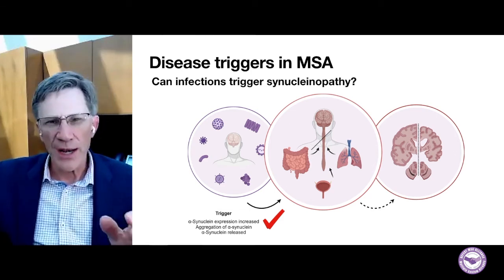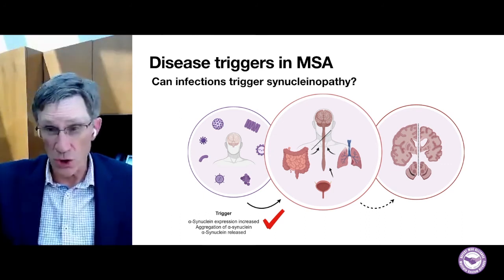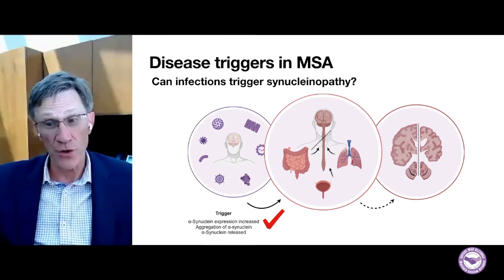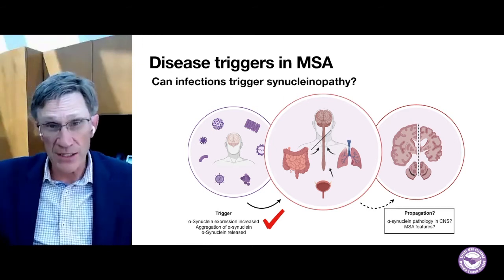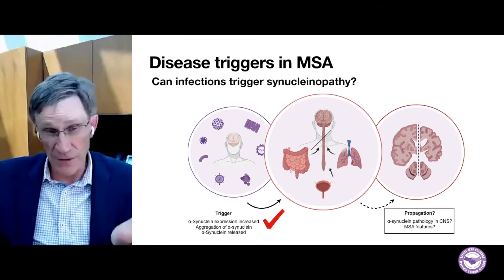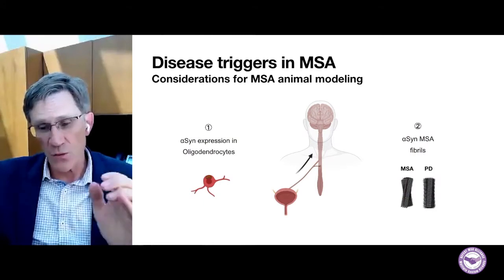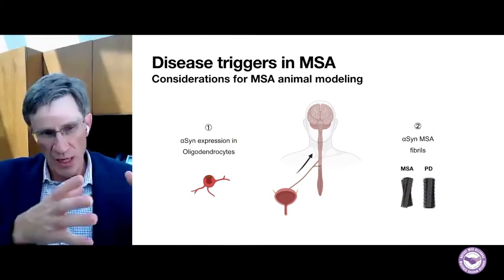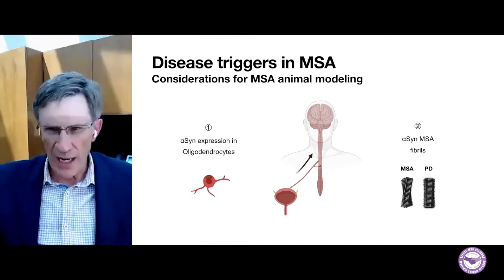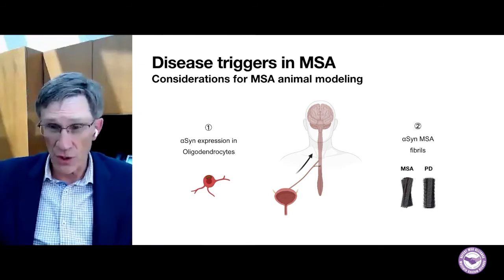So in the next part of our experiment, we wanted to ask, could those clumps move from the periphery to the brain? Could alpha-synuclein pathology end up in the central nervous system? Could it even replicate some MSA features? And I told you, as you see in this next slide, that alpha-synuclein is expressed in oligodendrocytes in MSA. And we now had to create an animal model where we had alpha-synuclein in oligodendrocytes, and where we had these types of fibrils that I introduced you to in the beginning that alpha-synuclein can form.